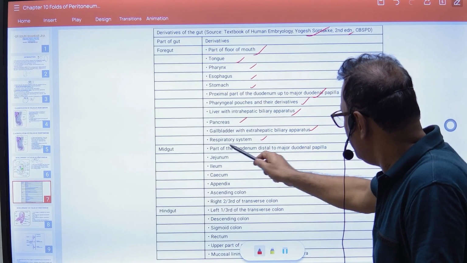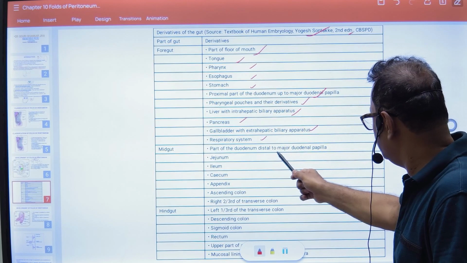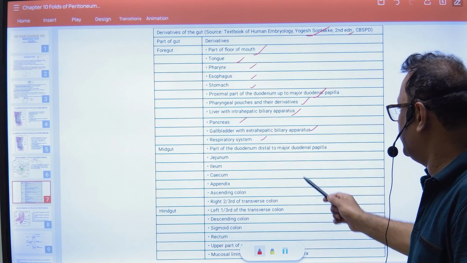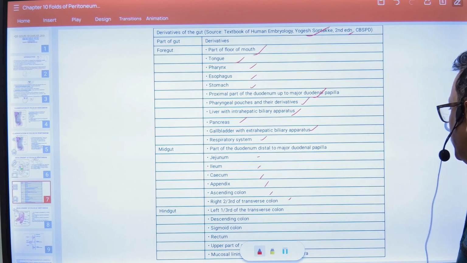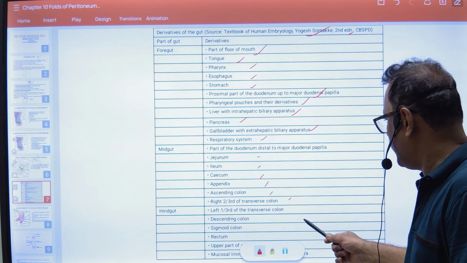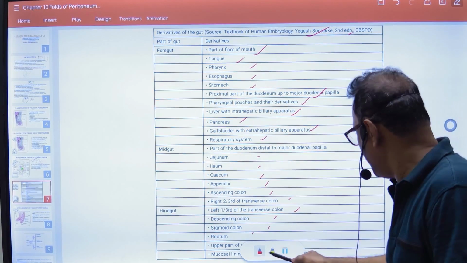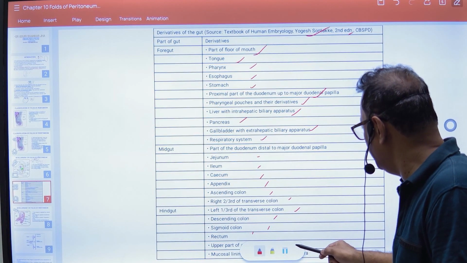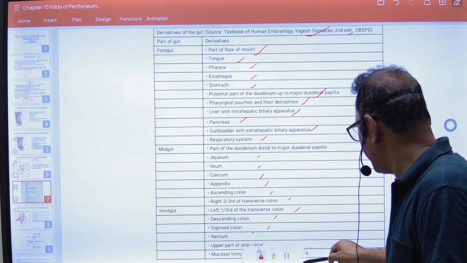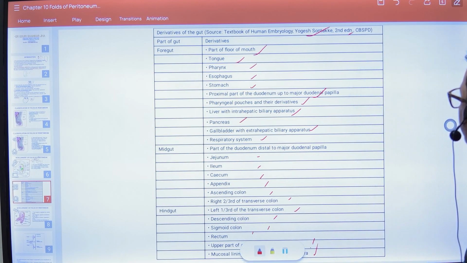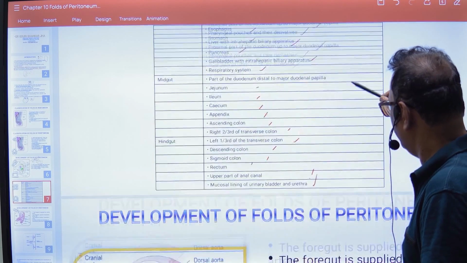Now next we have the midgut region. In the midgut region, we have the duodenum up to the major papilla, which we have already done. Distal to the duodenal papilla we have the development of the jejunum, ileum, cecum, appendix, ascending colon, and transverse colon, two thirds. After that, we are left with the remaining one third of the transverse colon, descending colon, sigmoid, rectum, upper part of the anal canal, and the mucosal lining of the bladder and the urethra. So this is the complete list of the parts developed from the foregut, midgut, and hindgut.